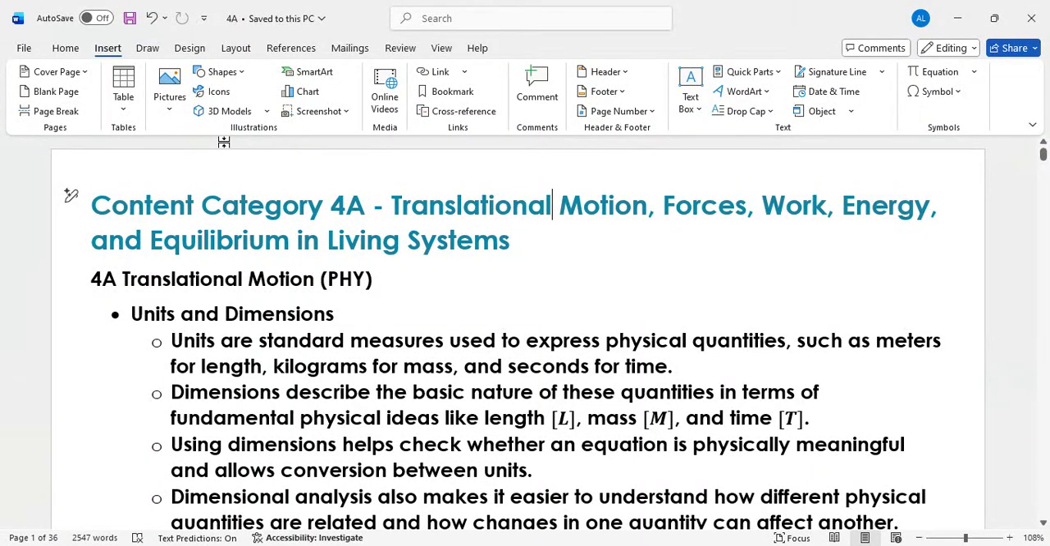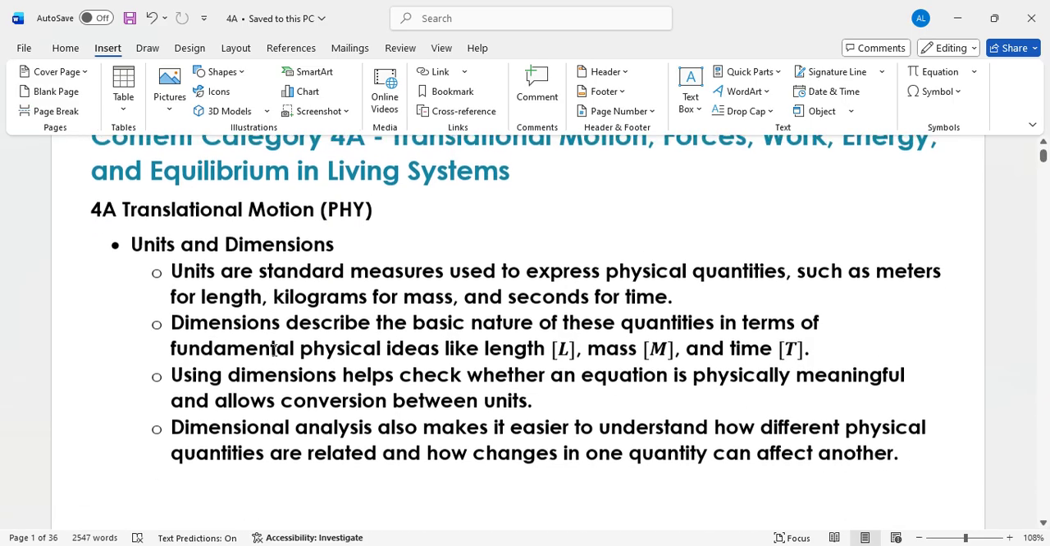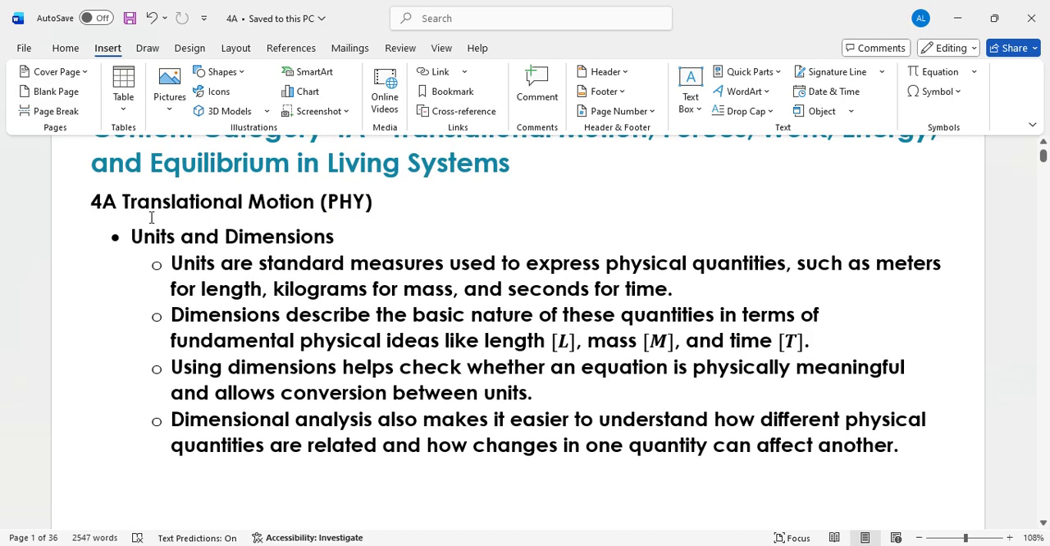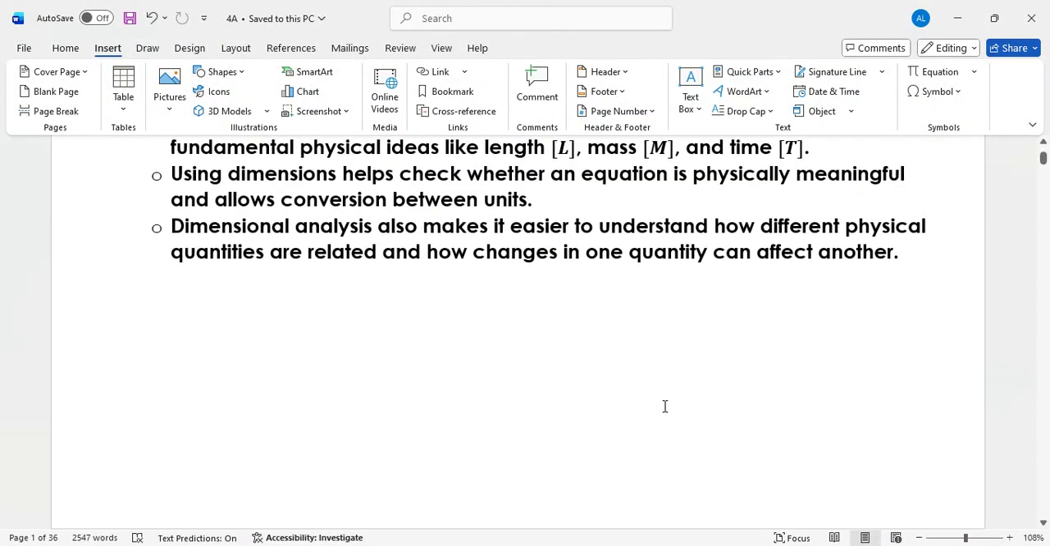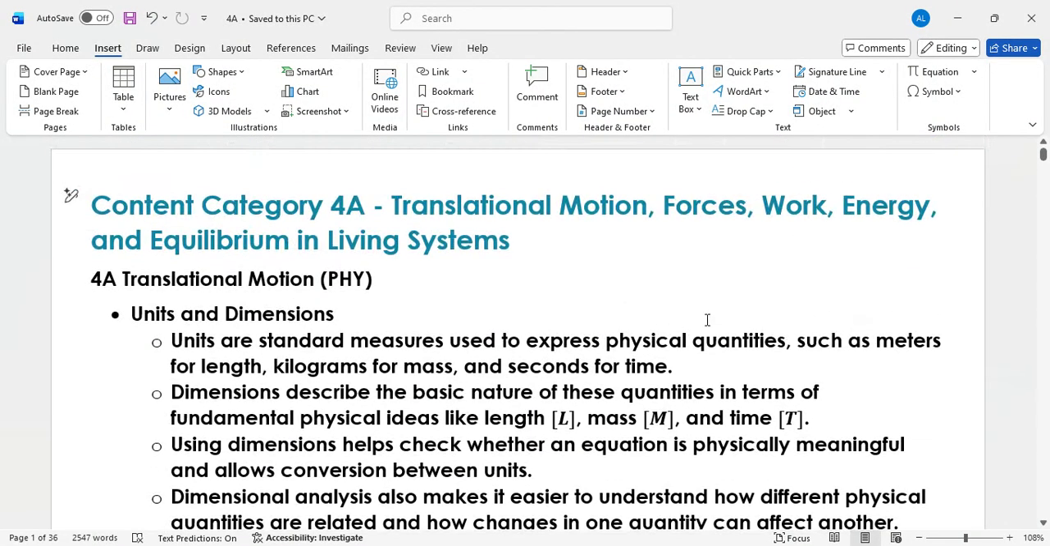Let's start with content category 4A, translation motion, forces, work, energy, and equilibrium in living systems. This is going to be based on the outline created by the AAMC for the MCAT. So let's start with 4A, that's translation motion, and this is going to be covered in physics. In this video, we are going to cover MCAT physics.